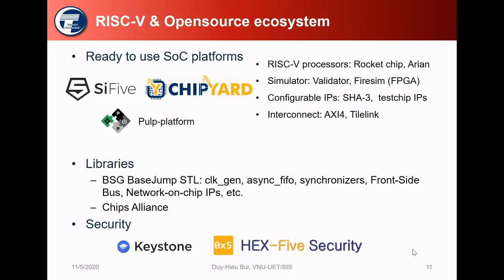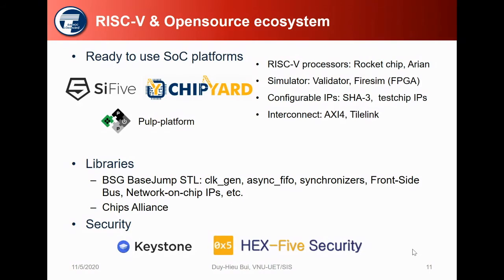And let's look at the RISC-V and open source ecosystem for IoT. So there are already some system on chip platforms which are ready to use. For example, the Chipyard, and especially the platform from PULP, which has the target for ultra low power. So we can use processors, for example, Rocket Chip or Ariane, or RISC-V processor. We can have different simulators, for example, open source simulator Verilator, FireSim, which can simulate on FPGA. There are also some configurable IP, for example, the SHA3 or test chip IP from CHIPS Alliance. There are also different interconnect technology, for example, AXI4 tiling and even network on chip.